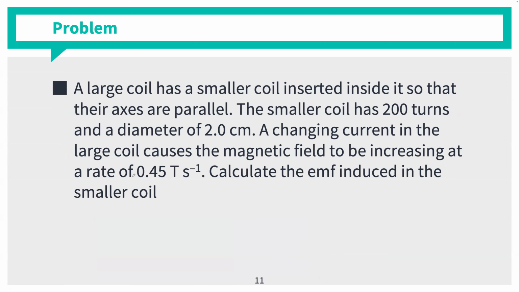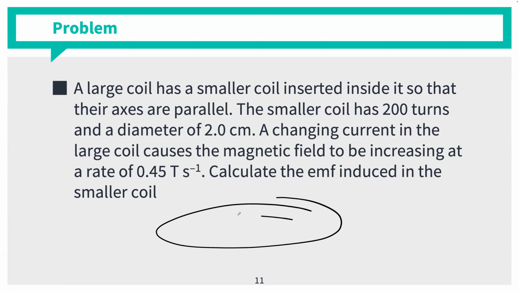Next, a large coil has a small coil inserted inside it so that their axes are parallel. The smaller coil has 200 turns and a diameter of 2 centimeter. A change in current in the large coil causes the magnetic field to be increased at a given rate. Calculate the EMF induced in the smaller coil. So we know that the EMF induced in the smaller coil is given by N into delta phi by delta T.